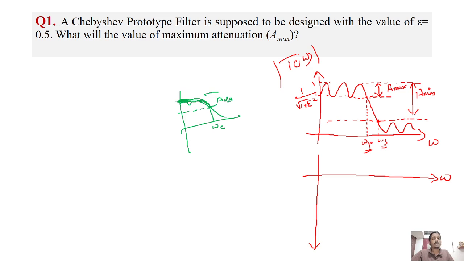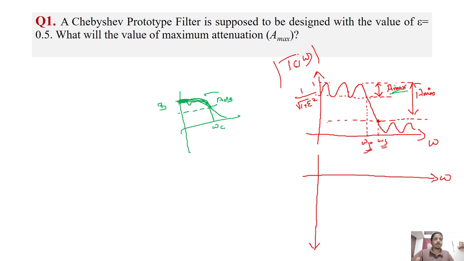So what is the maximum attenuation seen in the passband? It could be say 1 dB, 2 dB, mostly 3 dB. What is the maximum attenuation seen in a particular filter in the passband? That is A max. It is only a notation. It doesn't correspond to the maximum attenuation of the entire filter. It is the maximum attenuation possible in the passband.